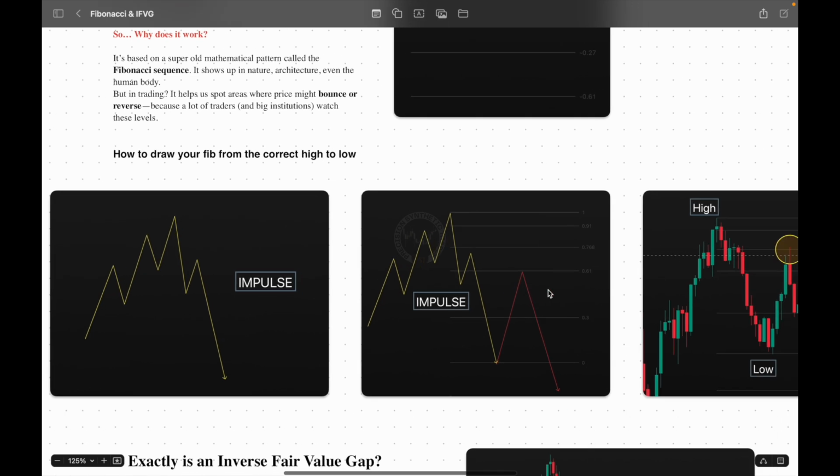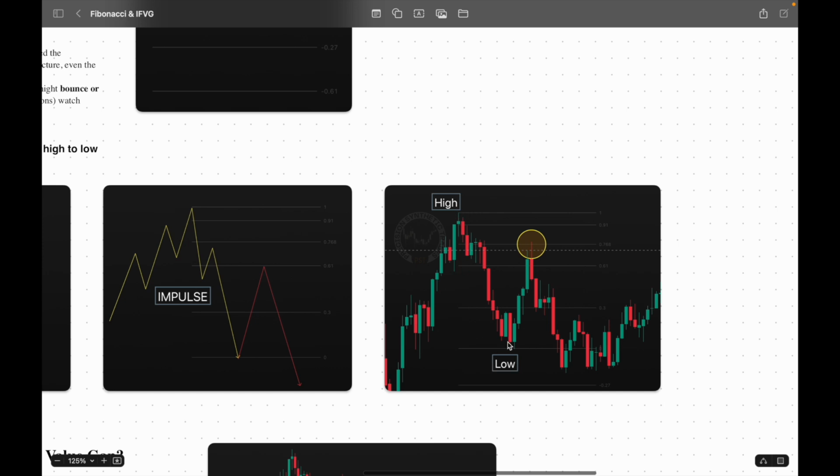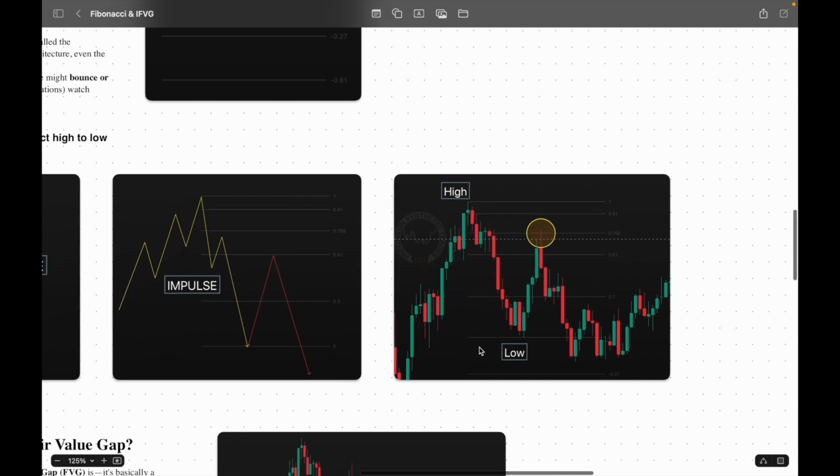This is just a line chart. As you can see, this is how it will look on a real chart. Your high and your low, and price retraced to the 76.8 level here and then came down.